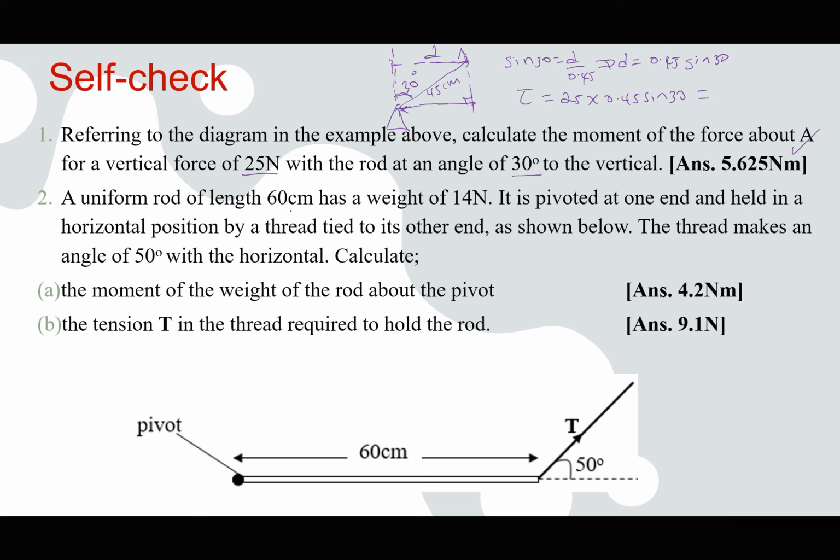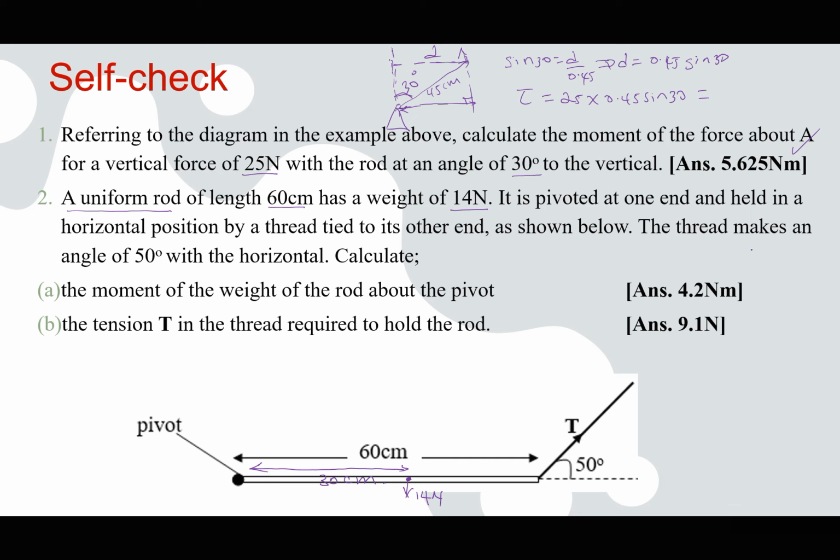A uniform rod of length 60 centimeters has a weight of 14 newtons. Remember, the rod is uniform, and in our previous lesson, lesson 2, we said if an object is uniform, it means its weight is at the midpoint. So the 14 newtons is somewhere here, acting vertically downwards. So this distance is going to be 30 centimeters.